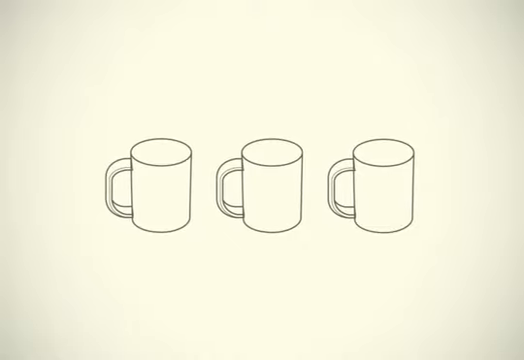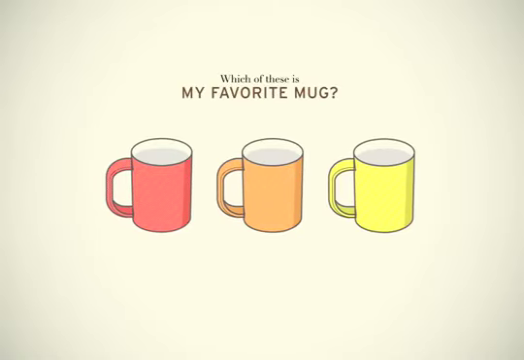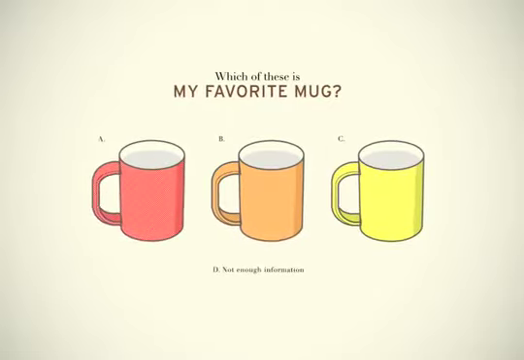Okay, let's say I put 3 mugs in front of you. Each one is identical to the other, except that they are red, orange, yellow. If I then ask you the question, do you see my favorite mug? Would you know which one it is? Well, probably not. And that's because the necessary information isn't there.